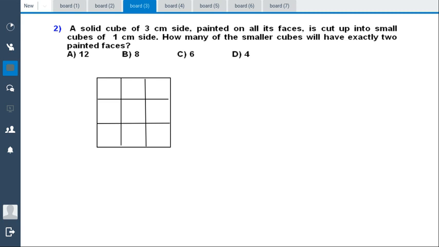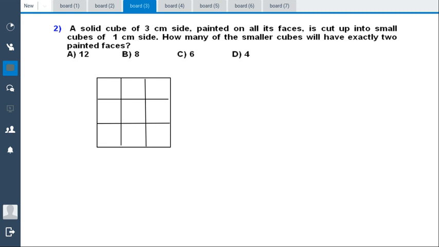Suppose the side of the cube is 4 centimeters, then I'll have 4 cubed, which is equal to 64 smaller pieces. So in general, for an n-sided cube, if I cut it into smaller cubes of 1 centimeter size, then I'll have n cubed smaller cubes. So here it is 3 centimeters.